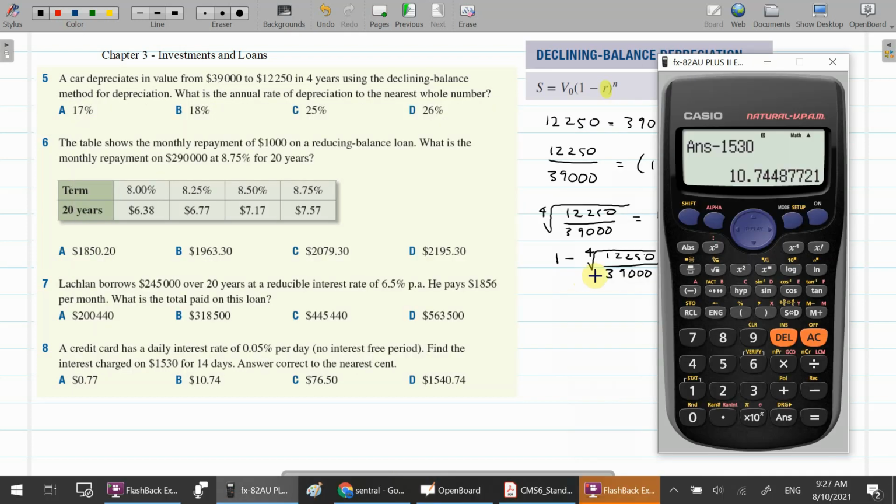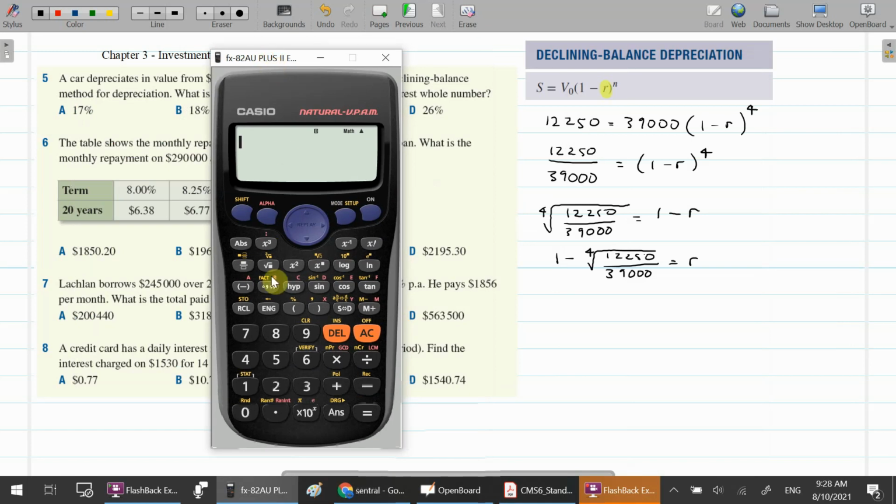Where's our calculator? There we are. So let's do that. 1 minus, and I'll press shift, and that one, and in that first little box we'll put 4. Then in here we do the fraction, 12,250 over 39,000. Move that over. That should give us what the rate is.